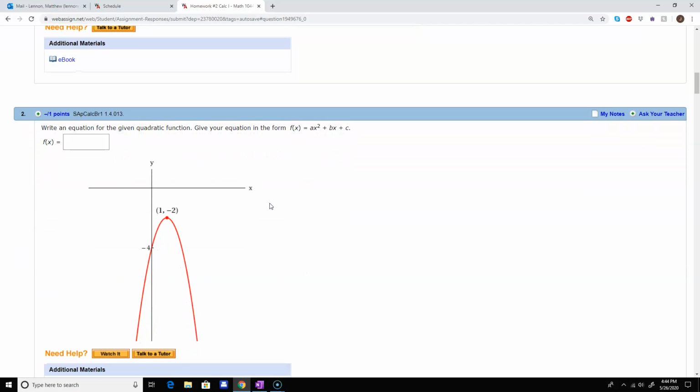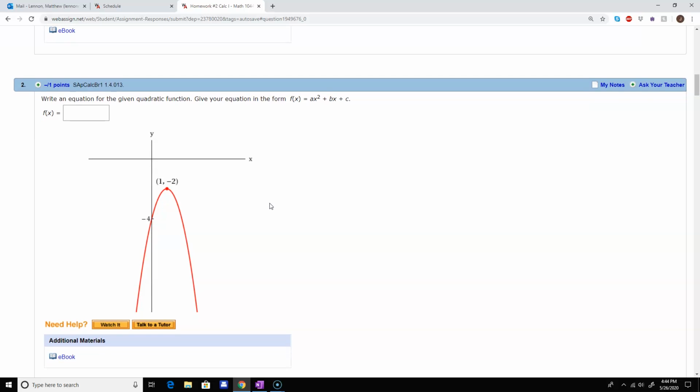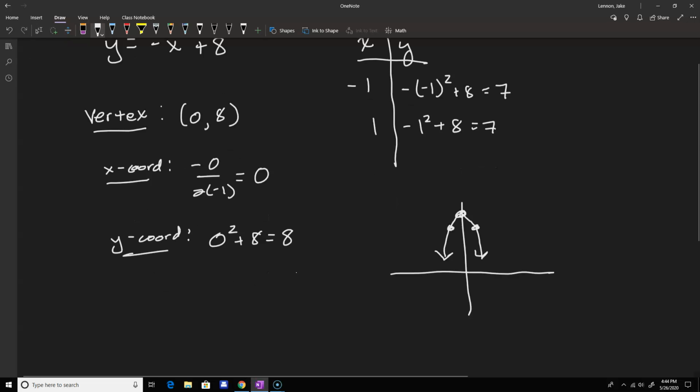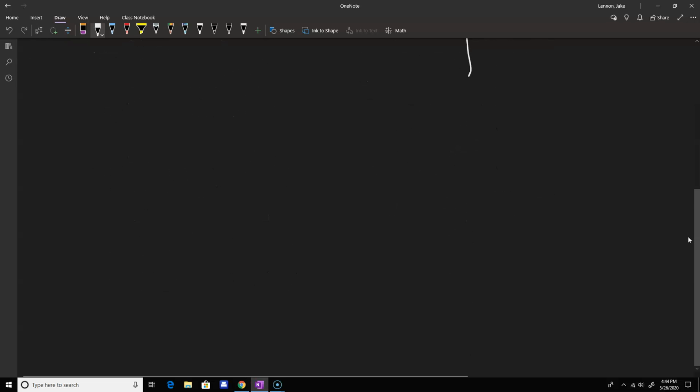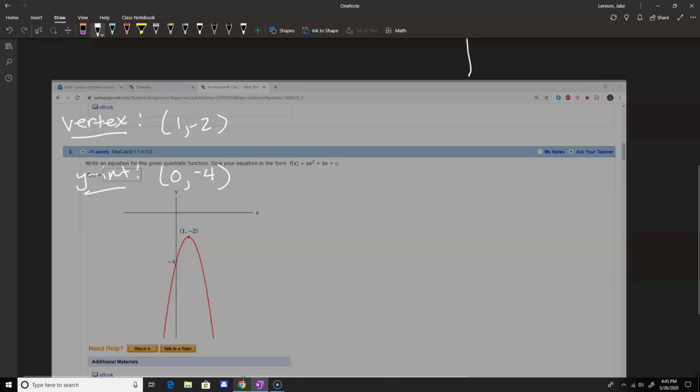Number 2, it says write an equation for the given quadratic function. Give your equation the form y equals ax squared plus bx plus c. They've basically given us 2 points, (1, negative 2) and (0, negative 4). So let's come back here. For the second one, the vertex I believe is (1, negative 2), and the y-intercept is (0, negative 4). Let's go back and just check. Yeah, (0, negative 4), (1, negative 2).